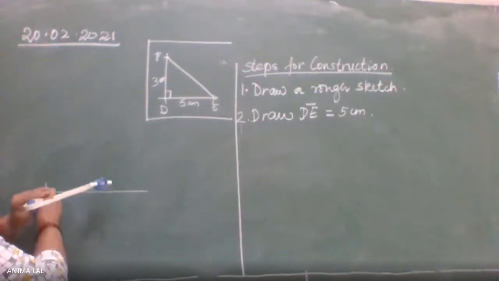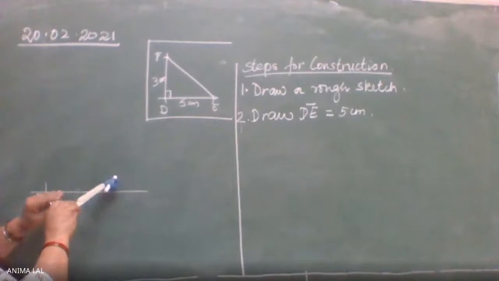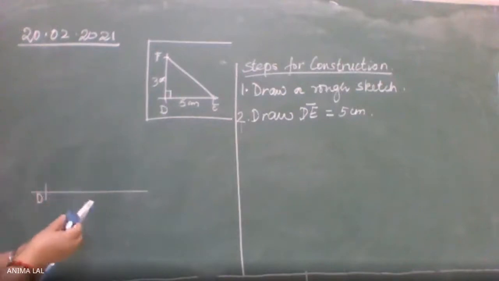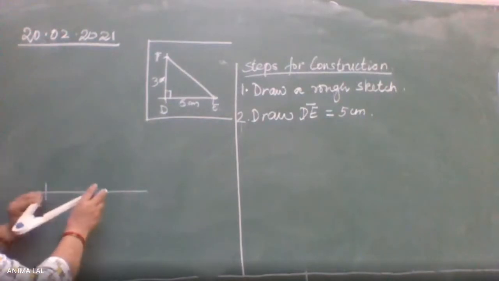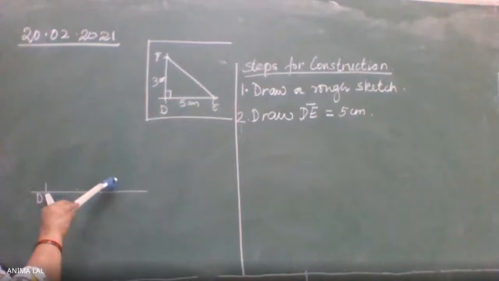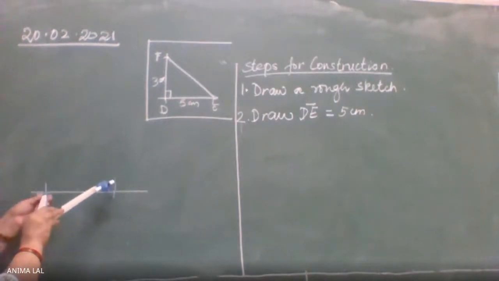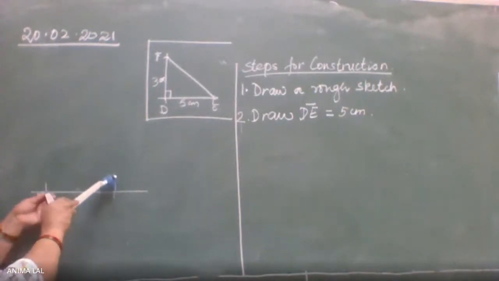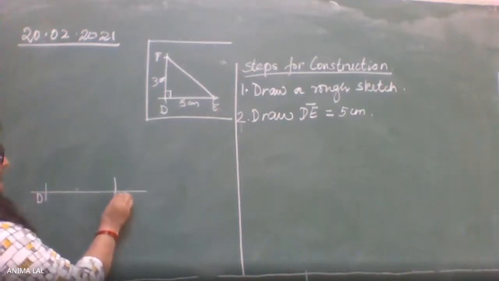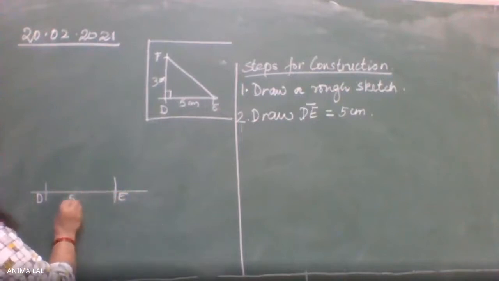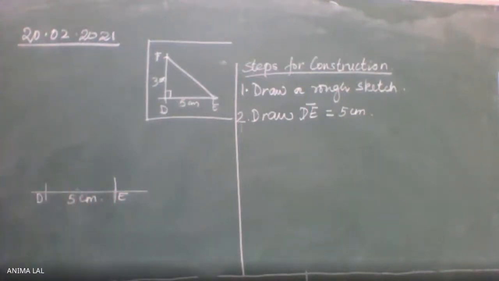Get D as center. Draw an arc. With D as center, draw an arc. Mark this as E. And this will be 5 centimeters.